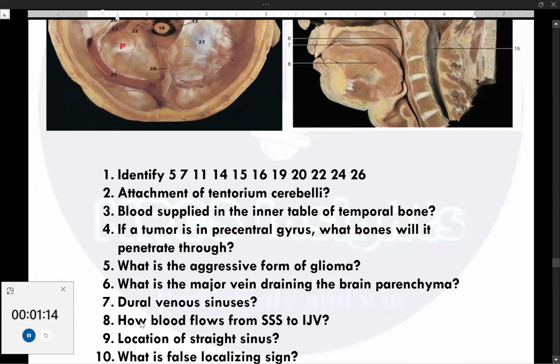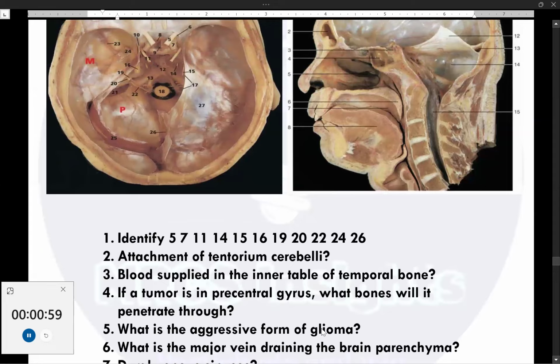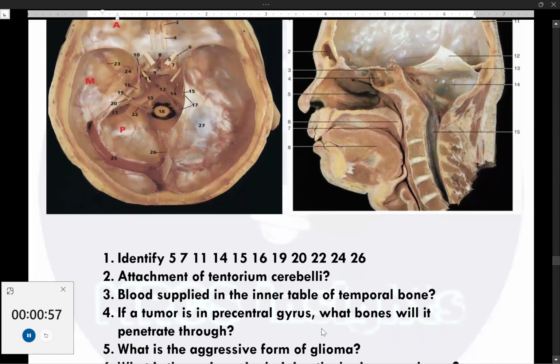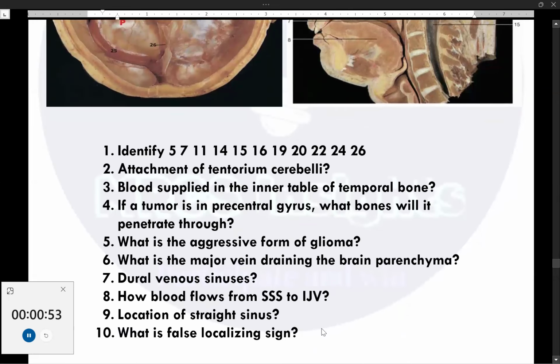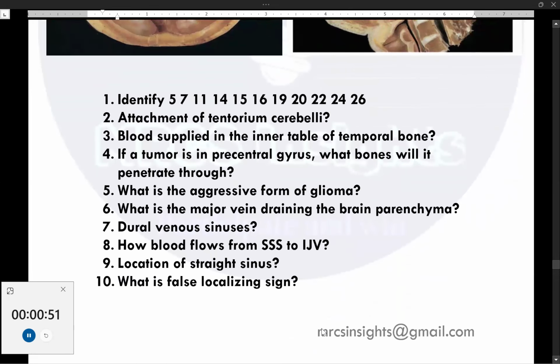Ma'am, from the great cerebral vein, does it go to the cavernous sinus or? So from the great cerebral vein, there will be draining into the, let me check. Sorry, I can't remember it now. I'll share with you the whole pathway in the group. So now tell me, what are the dural venous sinuses you know?